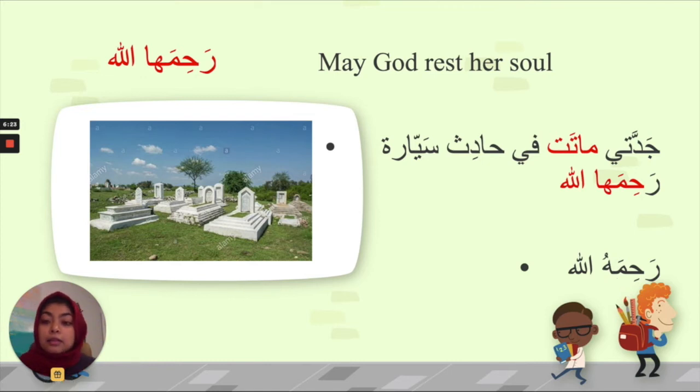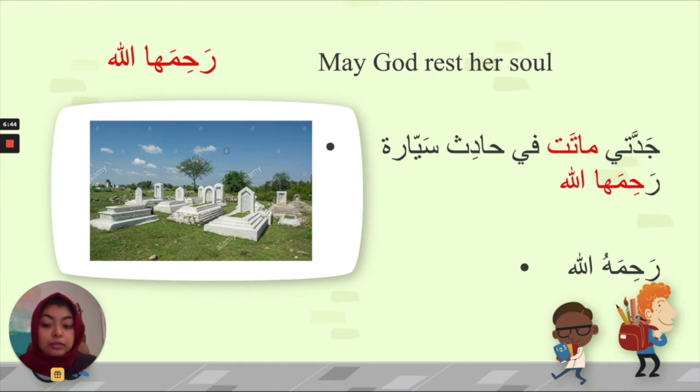Now the other thing that you can do is because this right here, rahima, is a verb, right? Because you're saying God have mercy on or God rest her soul. So it's a verb there. Because it's a verb, remember when we talked about verbal sentences, we said that we can start a sentence with the verb or you can start a sentence with the subject. It could be either one.